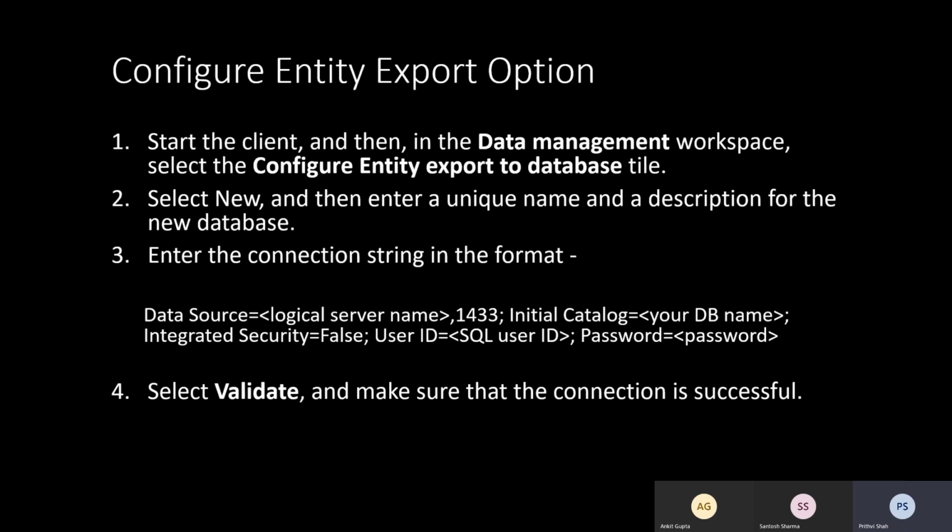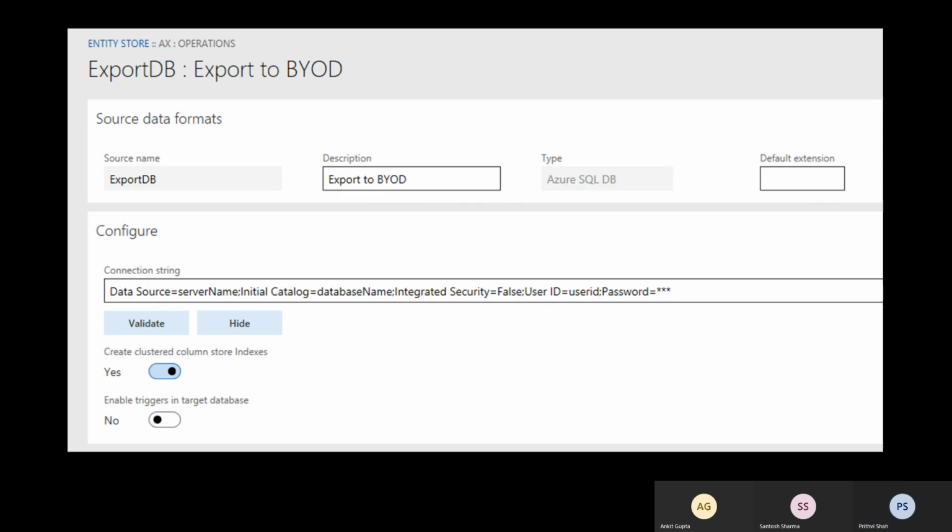Next, how to configure entity export options. Start the client and then in the data management workspace, select the Configure Entity Export to Database tile. Select New and then enter a unique name and a description for the new database. Enter the connection string in the format as shown on the screen. Select Validate and make sure that the connection is successful. This is how the screen looks.